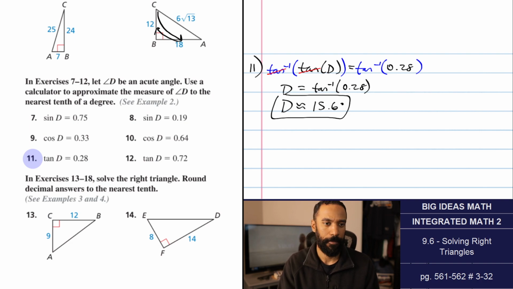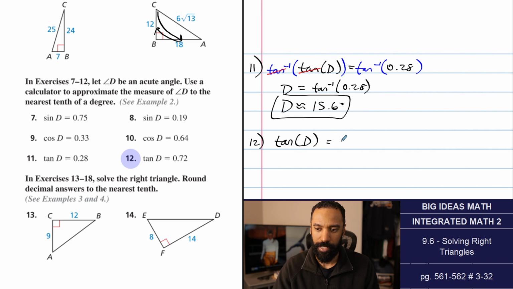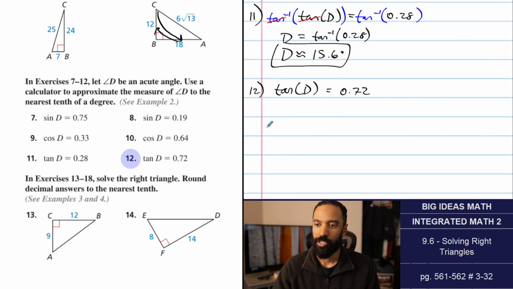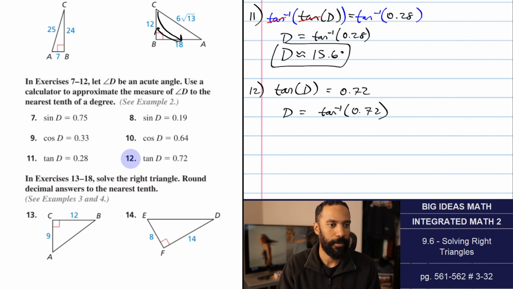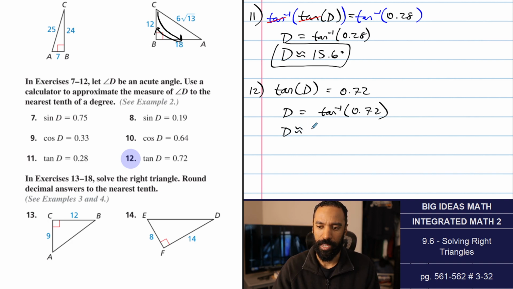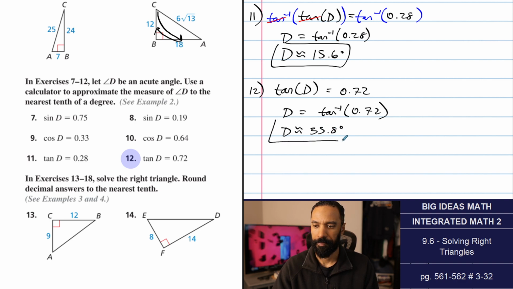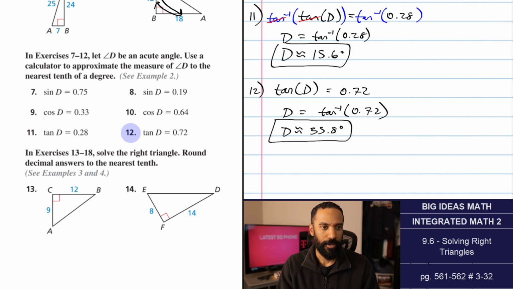And then number 12, the tangent of an angle is 0.72. This should still be less than 45 degrees, but closer to 45 degrees. Tangent of D is 0.72. So D equals the inverse tangent of 0.72, which is, wait for it. Seriously, wait for it. 35.75, so 35.8 degrees. There we go. Okay. That is the first set with those angles there.